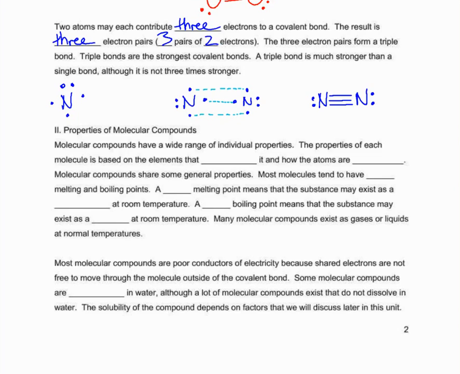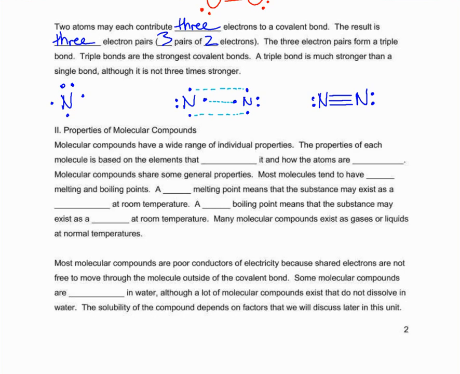All right, this is the second section of Unit 6, and now we're going to look at the properties of molecular compounds. So molecules and molecular compounds have a very wide range of individual properties. Different elements have different properties. The way you put them together changes the properties. But we have some wider properties that go for a lot of nonmetals and a lot of molecules.